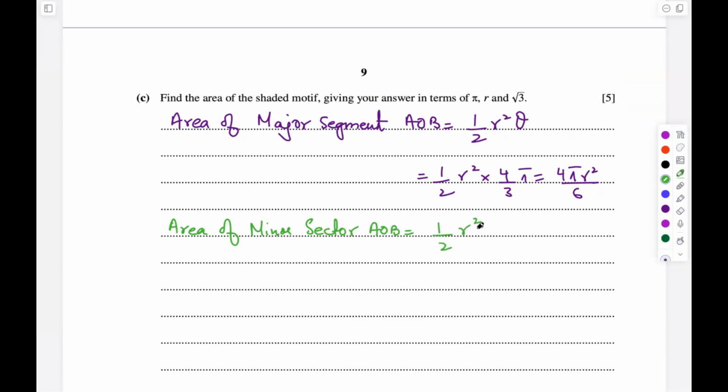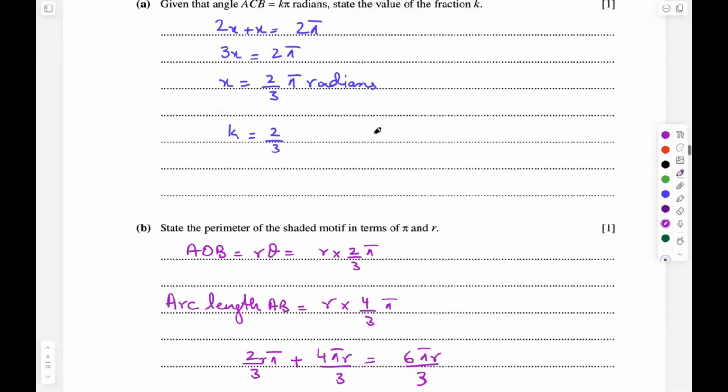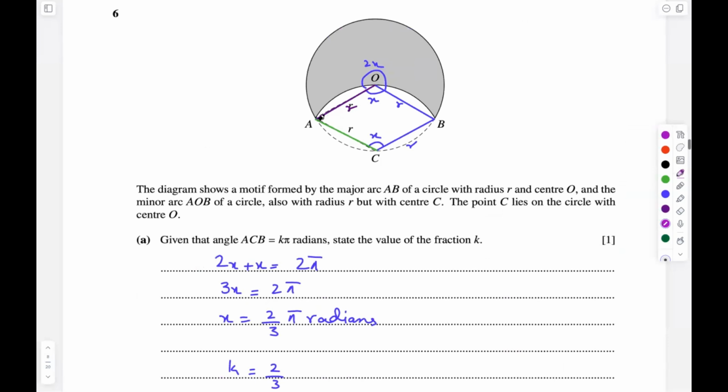So this will be half r squared, and the angle is 2/3 pi. So we can cancel the 2 and this will become pi r squared upon 3. Now from this area, we'll have to subtract the area of these two triangles. So we have the area of the sector. Now we can make it separately over here.